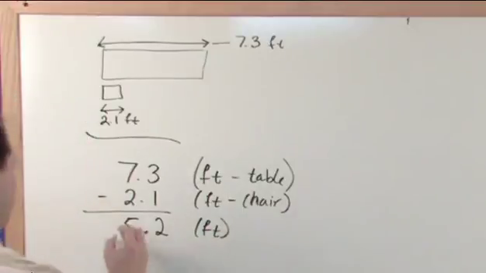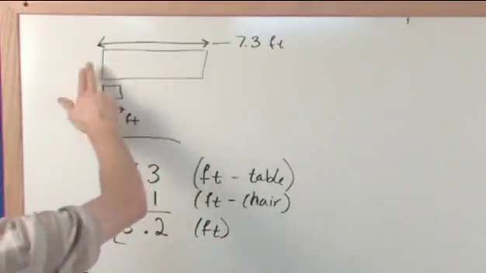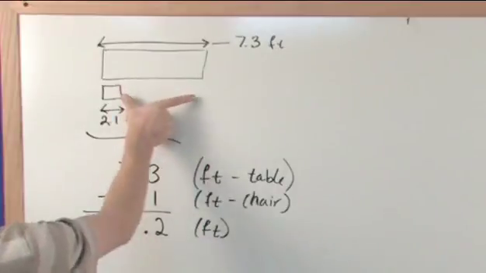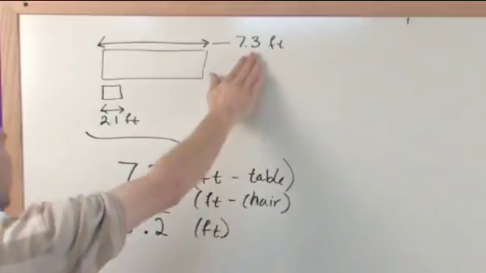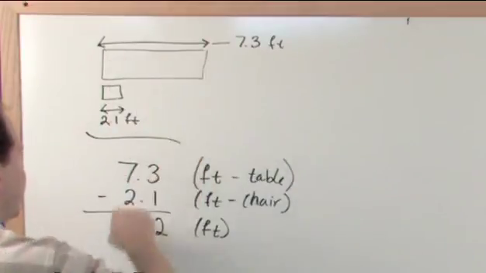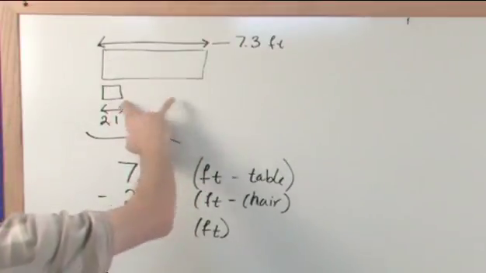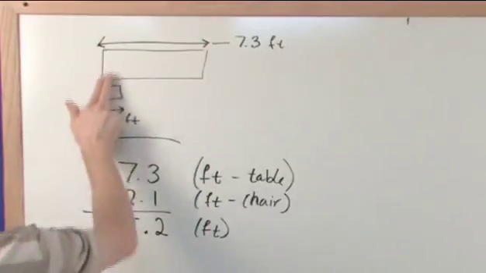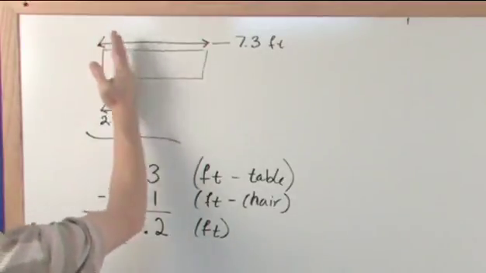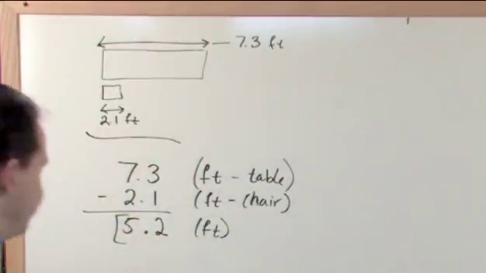5.2 feet. So the way you would say this, in words, is the table, which is this here, is 5.2 feet longer than this little chair here. So the table itself is 7.3 feet long, but it's actually 5.2 feet longer than this little chair here, and that's why you had to do the subtraction. So you subtract this little chair out of here, and then you know how much longer the table actually is.